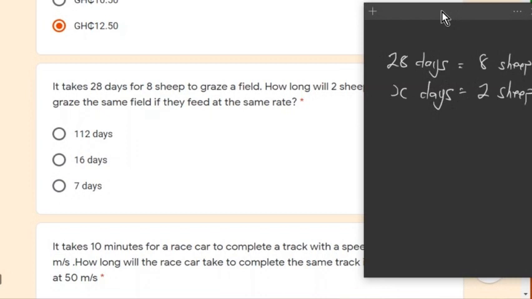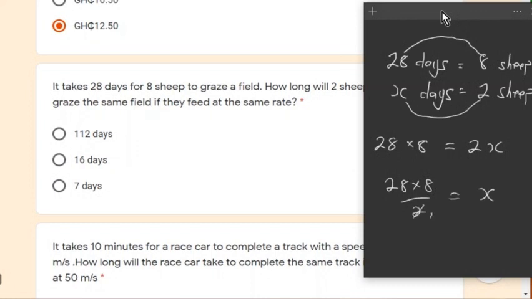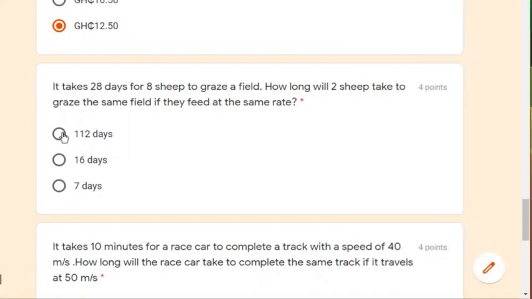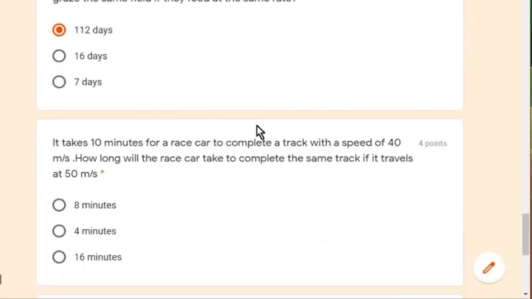So since this is indirect proportion, I'm not going to do a cross multiplication, but I'll do forward multiplication. So I have 28 times 8 on one side of the equal sign, and then 2 times x, which is 2x, on the other side. When I divide both sides by 2, I'll get 28 times 8 all over 2 is equal to x. 2 divides itself once, and 2 divides 8 4 times. So now I have 4 times 28, and that will give me 112. So the 2 sheep will use 112 days.